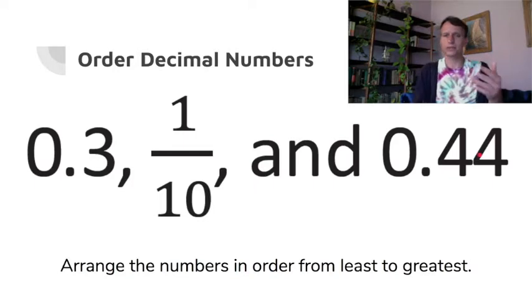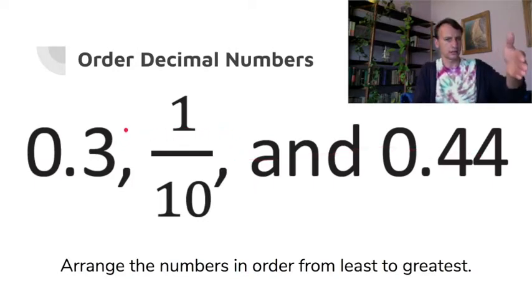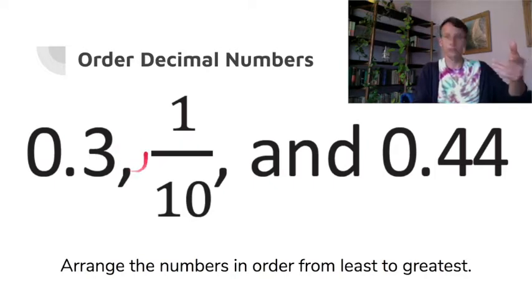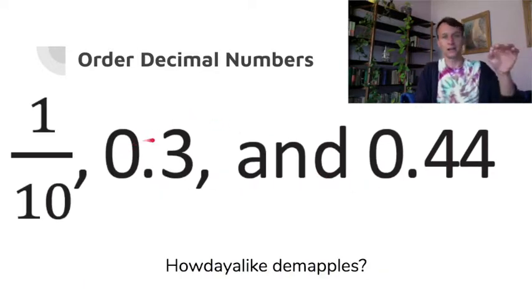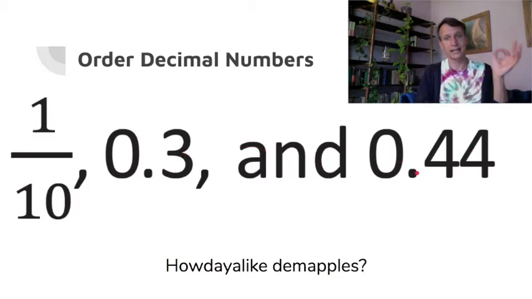There's a couple ways of thinking about this. If we say the 3/10 is how many hundredths? 30/100. 44/100 would be more. So our least is the 1/10, then comes the 3/10, and then the 44/100. How do you like them apples? You love them. Green apples. Moving on.